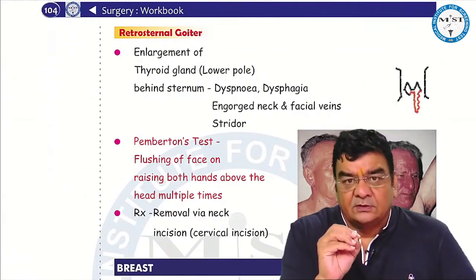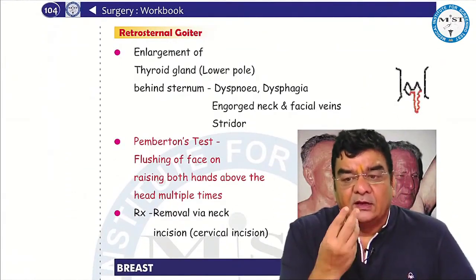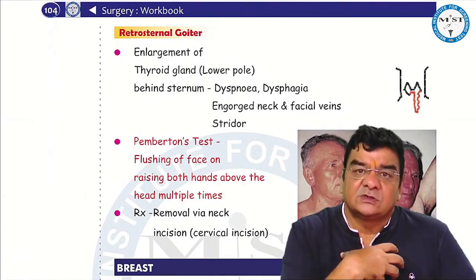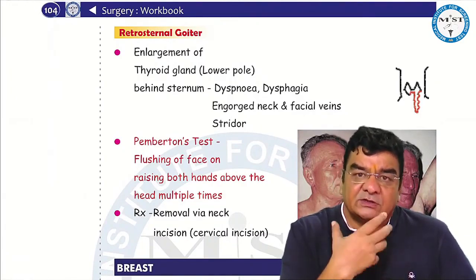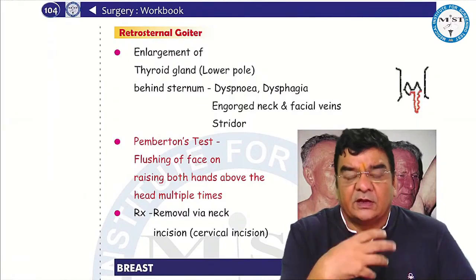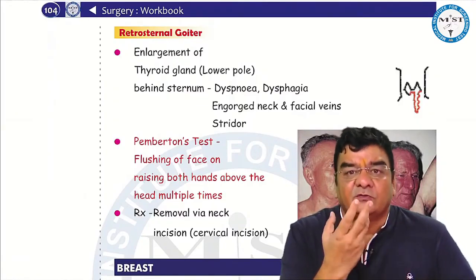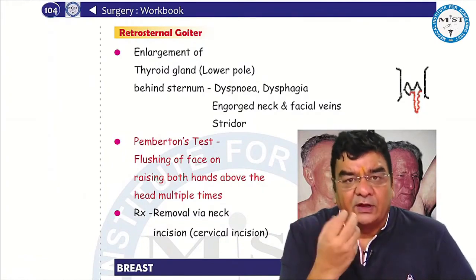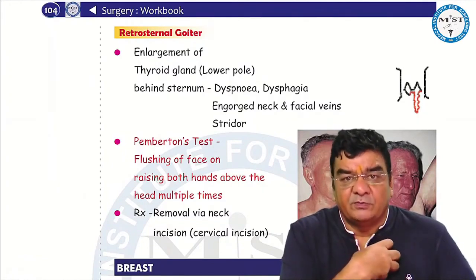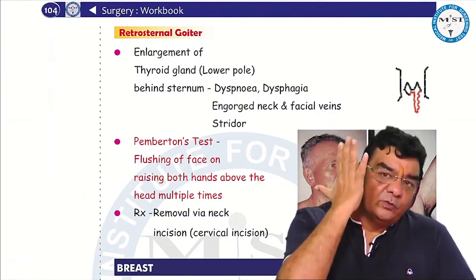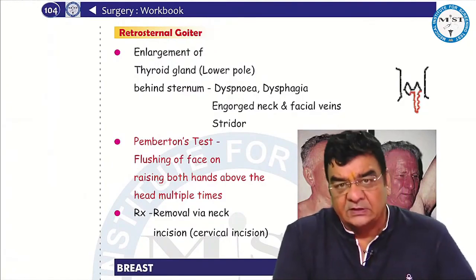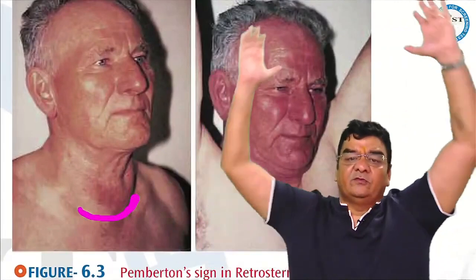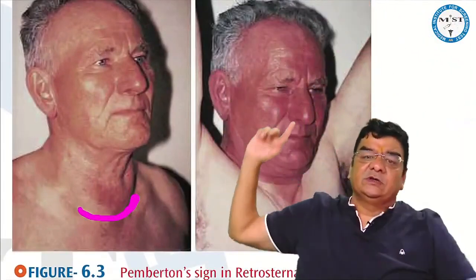Retrosternal goiter. This is simply enlargement from the lower pole of the thyroid gland behind the sternum, which causes compression leading to dyspnea and dysphagia. There can be stridor due to gushing of air through the vocal cords, or we can find engorged neck and facial veins because of compression of the superior vena cava, leading to pooling of blood in the neck veins.